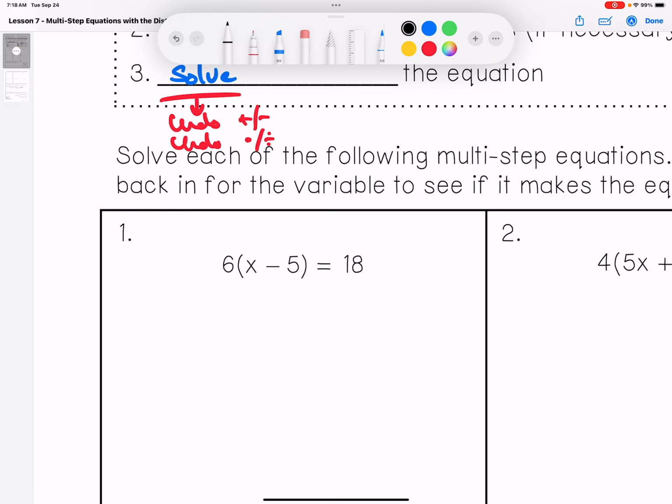Just like please excuse my dear Aunt Sally, parentheses come first. By George, we do parentheses first. First. If you ain't first, you last. All right. Who said that? If you ain't first, you last. Y'all know?